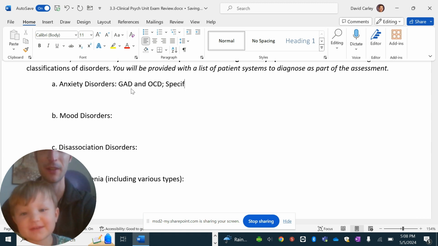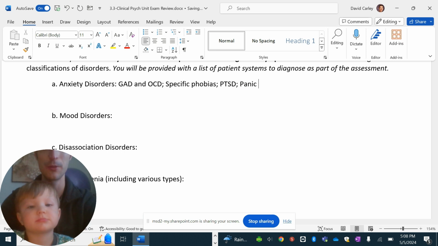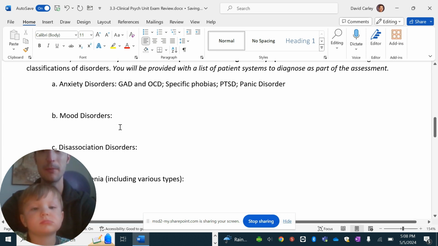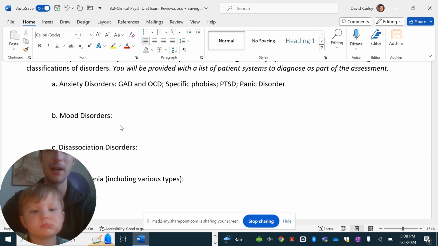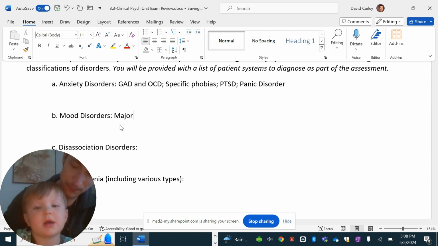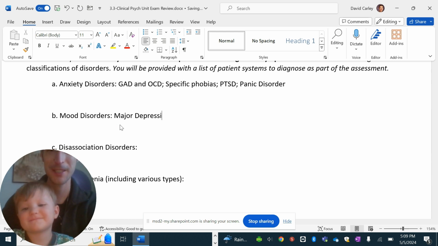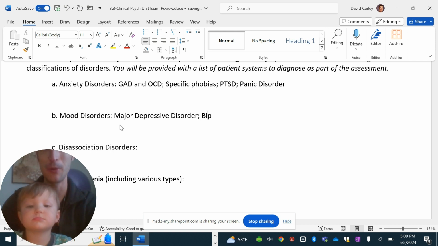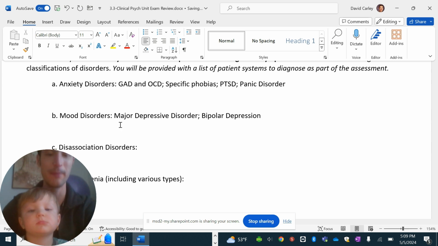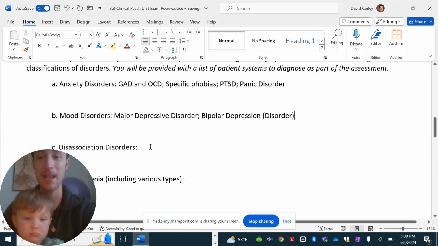We also had specific phobias, which are an anxiety disorder. We had PTSD, panic disorder, lots of different examples that we talked about. Mood disorders, the big ones we talked about were major depressive disorder and bipolar disorder, which is accompanied with mania.